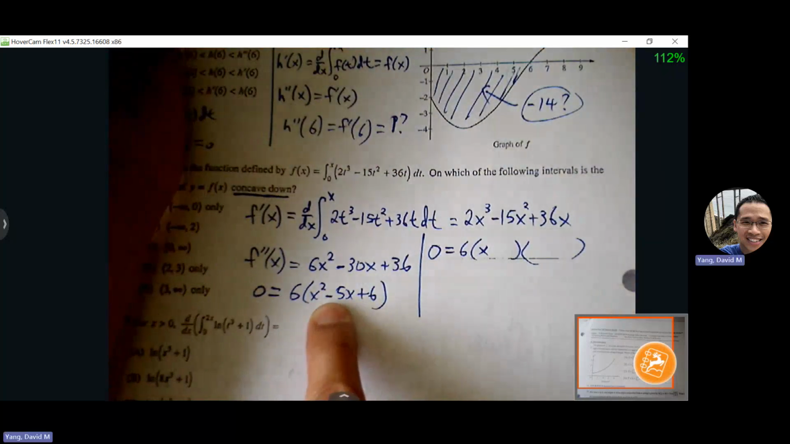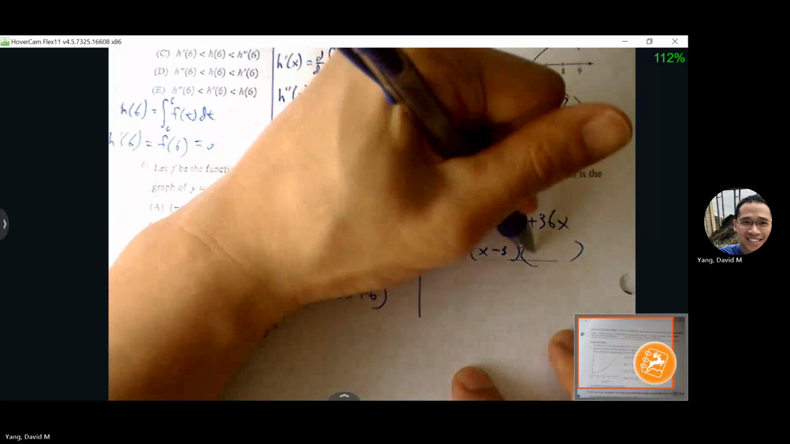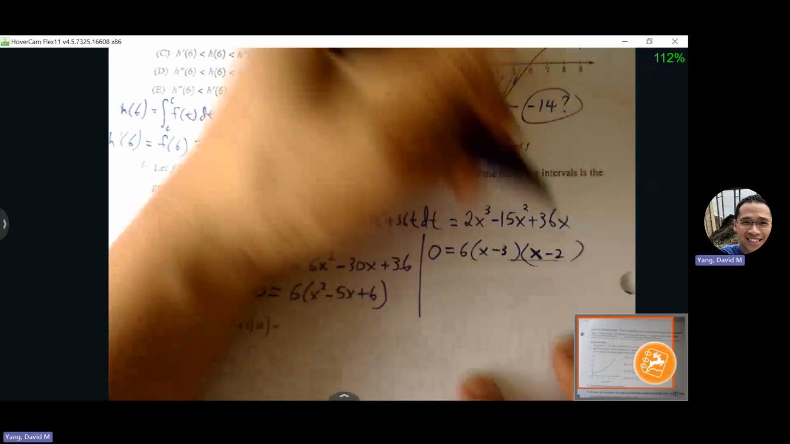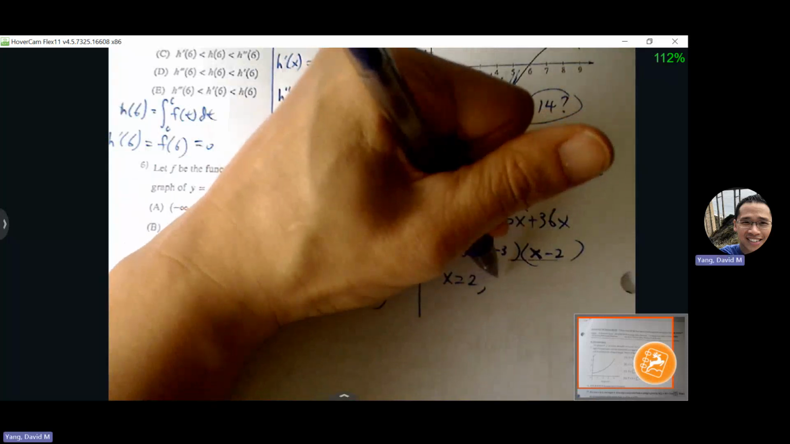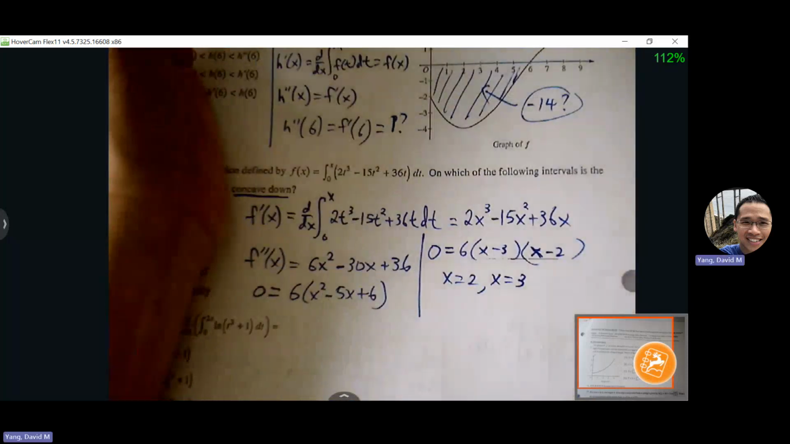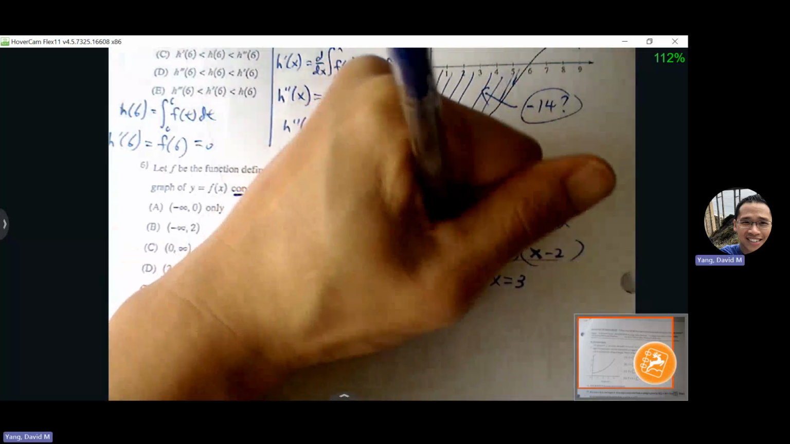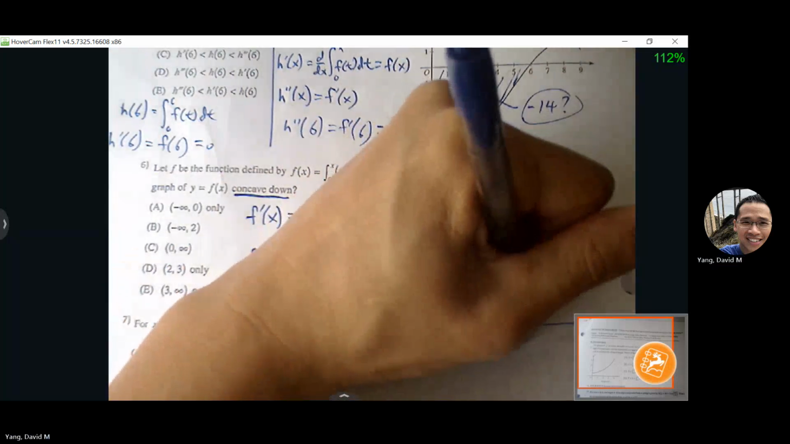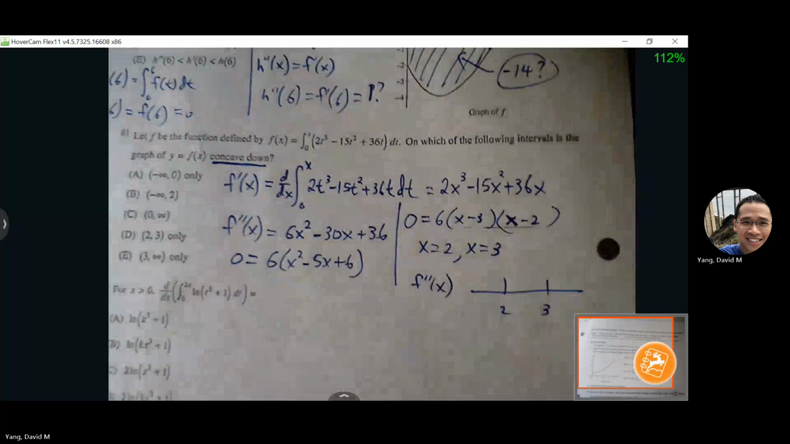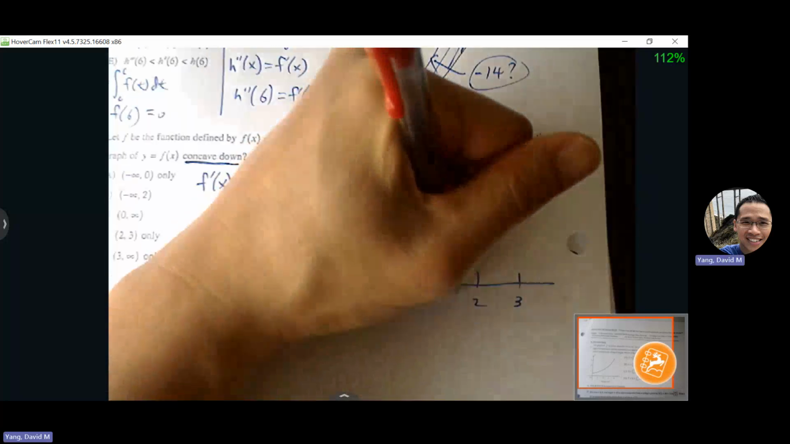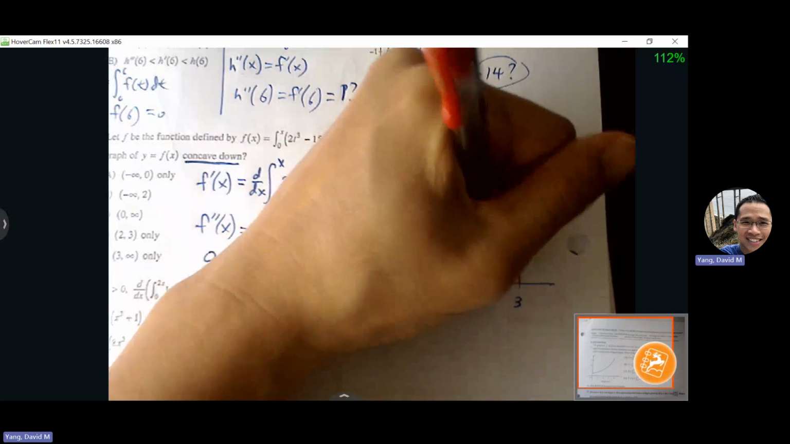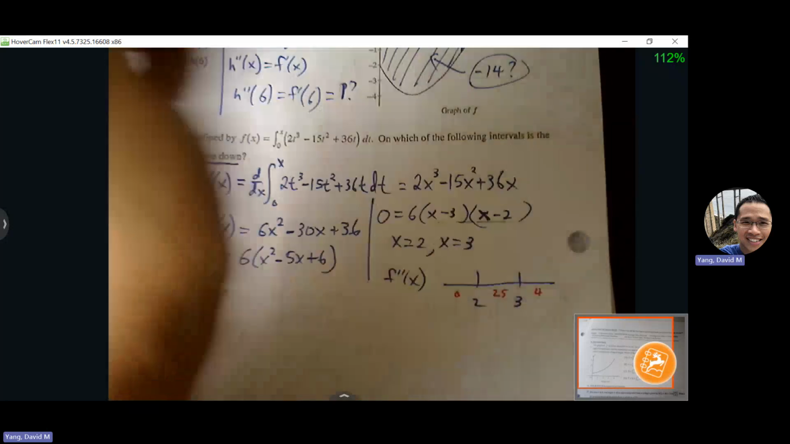Multiplies to be 6, adds to be negative 5. Negative 3 and negative 2. Solve for x. I get 2 and 3. Okay, so now my second derivative sign line. Choose values in each subinterval to test. I'm going to test 0, I'll test 2.5, and I'll test 4.